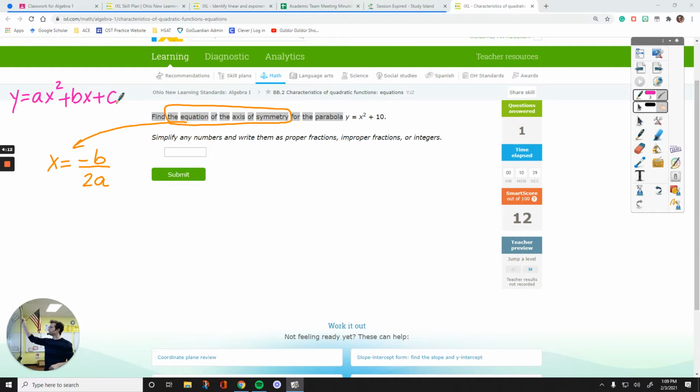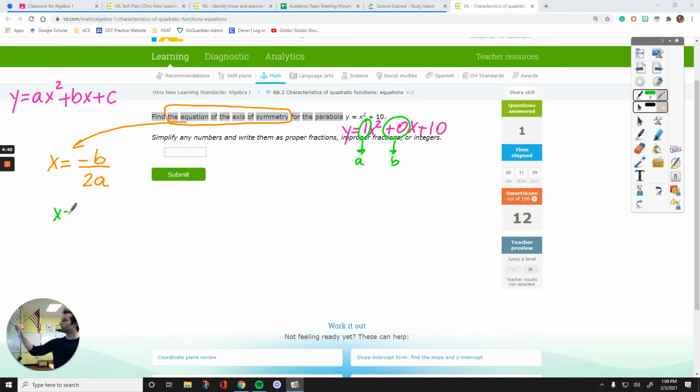In here, let's rewrite this so I see all of the a's, b's, and c's. This is 1x squared. I don't see any x, and I need the bx. If there's no x, that means there's 0x and then plus 10. So basically, this right here is my a, and this right here is my b. Let's just plug it in.